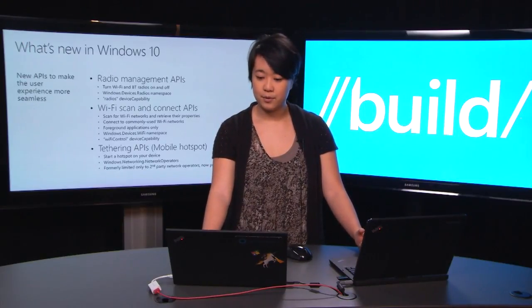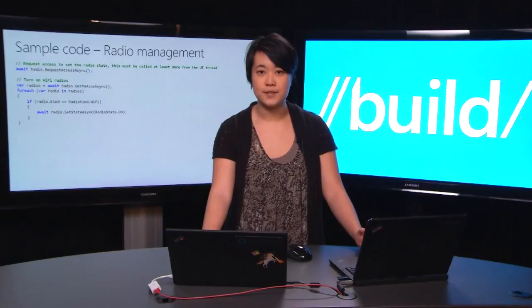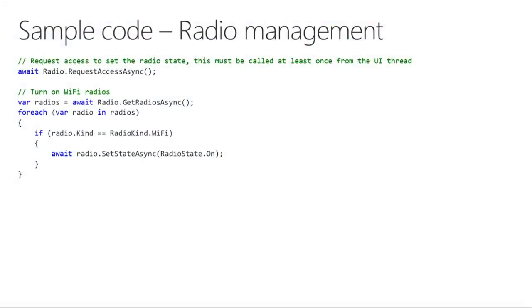So let's step through a bit of sample code for each of these APIs. The first one of these is the radio management APIs, which, if we go through this, allows the user to seamlessly toggle on and off the radios without having to go to any settings pages. So to step through the sample code, we first have the request access async call, which basically allows the app to have access to the radios in general. This must be called once from the UI thread in order to grant the app access.